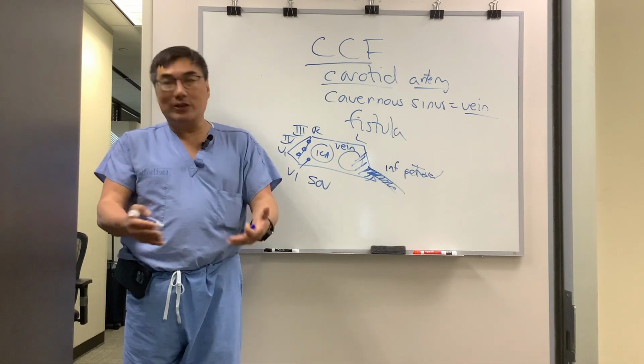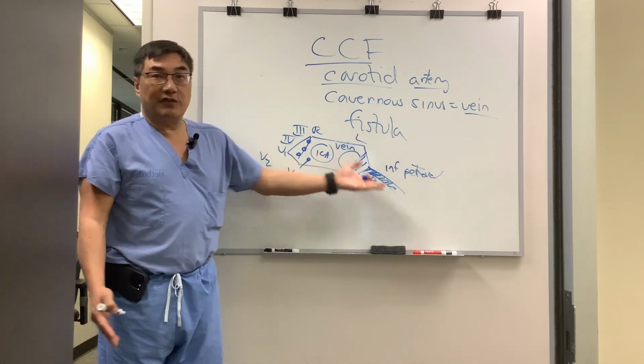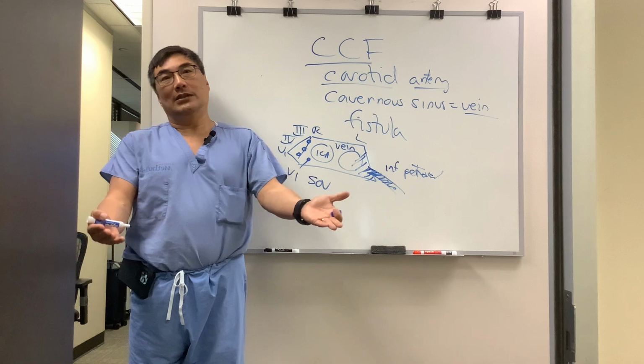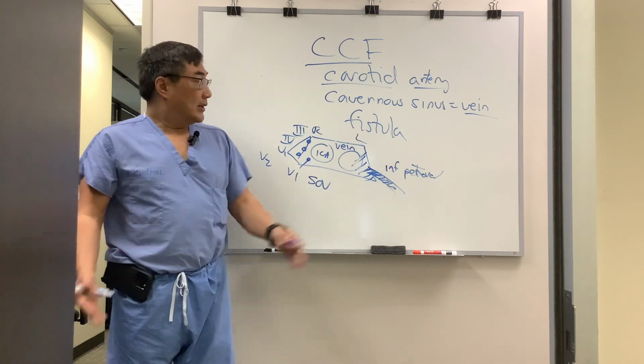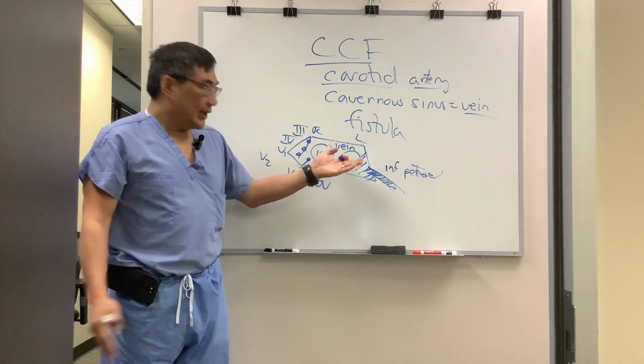You cannot tell which side the fistula is on without doing an angiogram. And that's because the flow is what directs the symptoms and the signs. And the flow is determined by thrombosis in carotid cavernous fistulas.